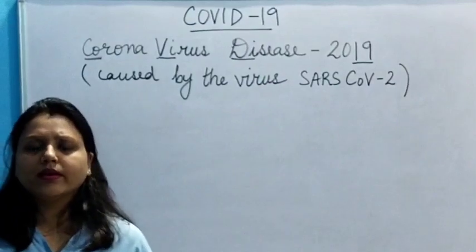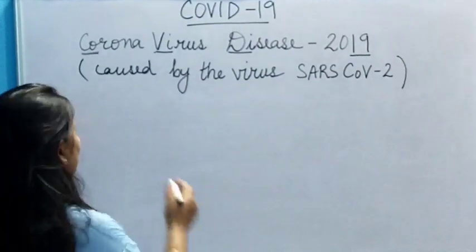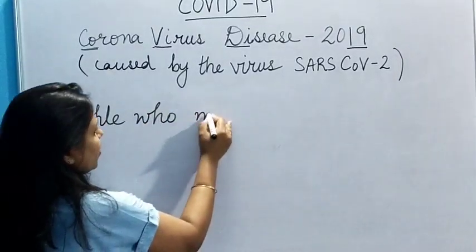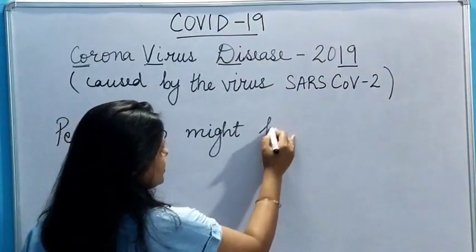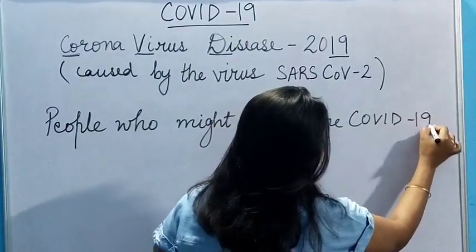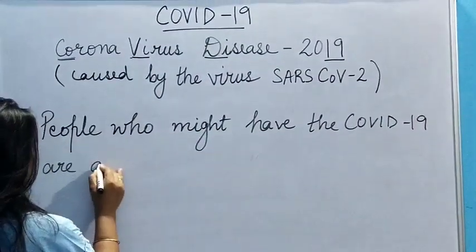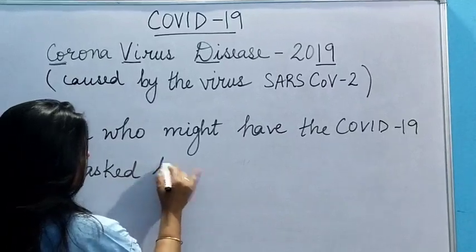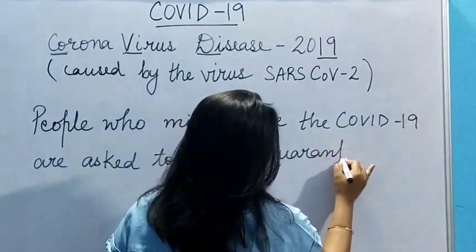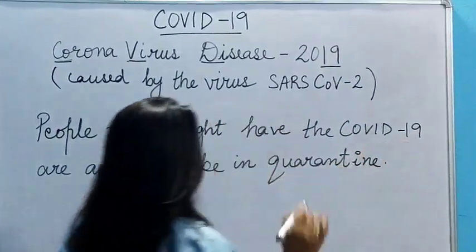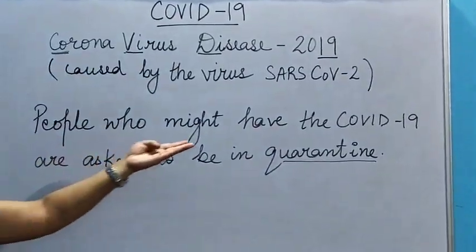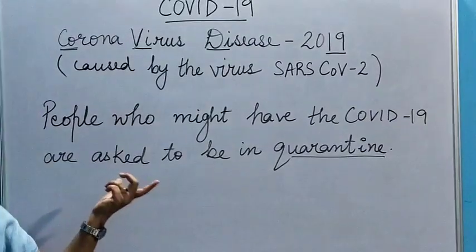Now we can use the word quarantine in a sentence like: people who might have COVID-19 are asked to be in quarantine. So we have used this word quarantine in a sentence. People who might have COVID-19 are asked to be in quarantine.